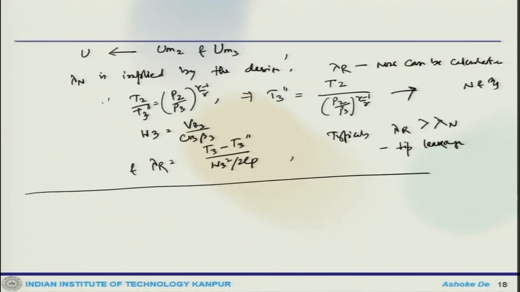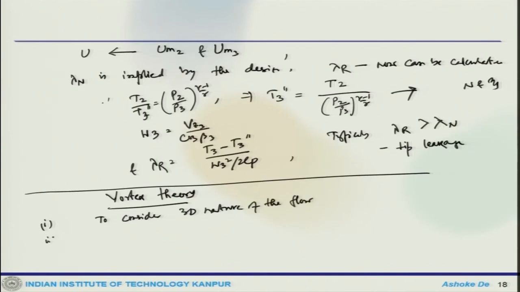Now, the next is the vortex theory. What is that? This is the next step in the design. First, to consider the 3D nature of the flow, so far as it affects the variation of the gas angles with radius. Second, to consider the blade shapes, which is also necessary to achieve the required gas angles, and the effect of the centrifugal and gas bending stresses on the design.